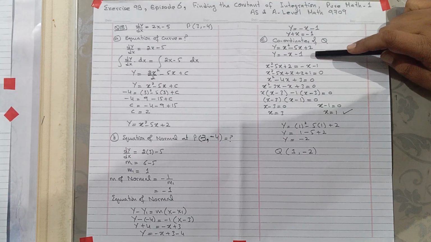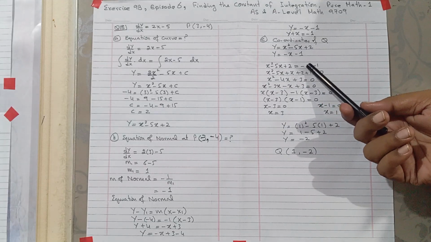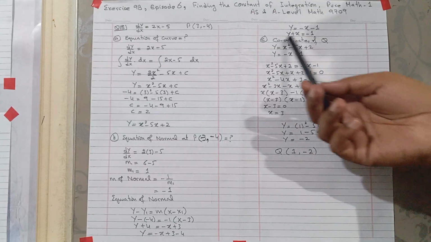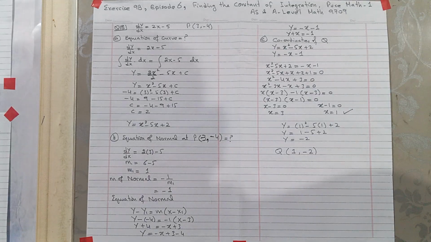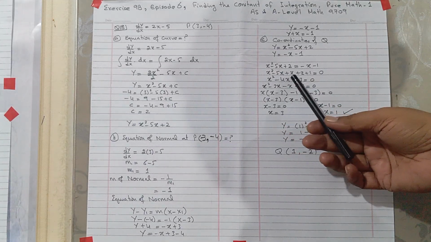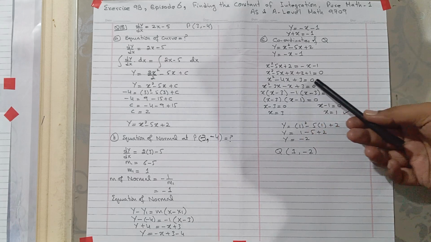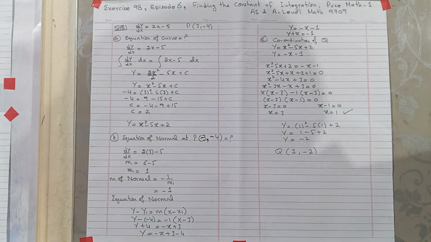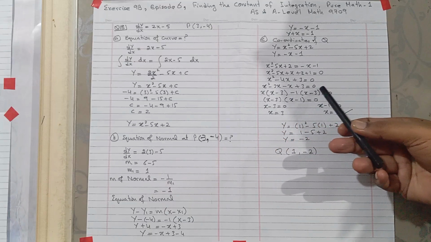So here you have x square minus 5x plus 2 equals minus x minus 1. To solve them I made them equal to each other. So x square minus 5x plus 2 plus 1 equals 0. x square minus 4x plus 3 equals 0. I'm going to do the middle term breaking here. So x square minus 3x minus x plus 3 equals 0.